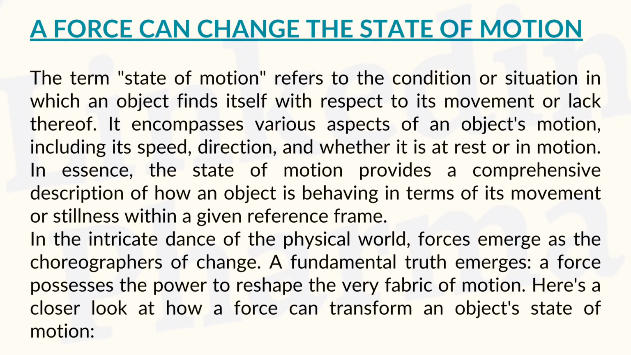The term, state of motion, refers to the condition or situation in which an object finds itself with respect to its movement or lack thereof. It encompasses various aspects of an object's motion, including its speed, direction, and whether it is at rest or in motion. In essence, the state of motion provides a comprehensive description of how an object is behaving in terms of its movement or stillness within a given reference frame.